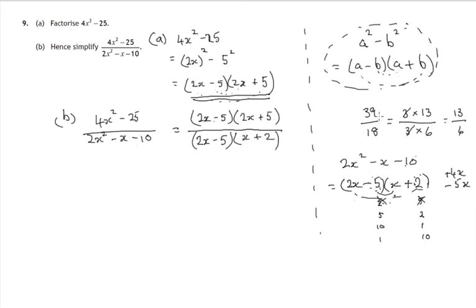Now just as when we were simplifying 39 over 18 and found a factor in the top line that was the same as a factor in the bottom line, and therefore we could cancel it, there's a factor in the top line of 2x minus 5 and a factor in the bottom of the fraction 2x minus 5 also. So we divide top and bottom by 2x minus 5. These will disappear. We're left with 2x plus 5 over x plus 2. And that's that algebraic fraction simplified.